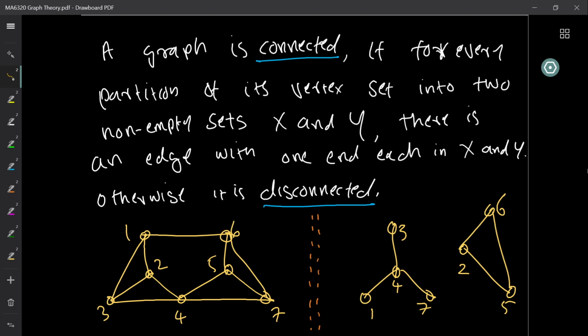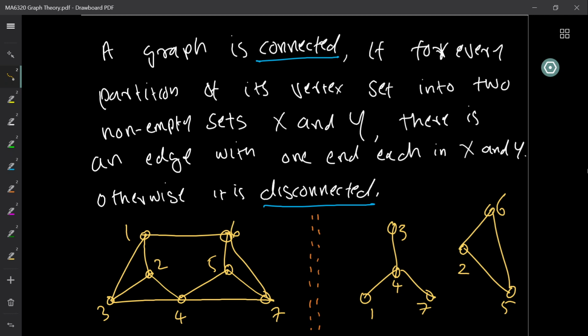So I can do, if I cannot do that, if I cannot partition such that one endpoint is in each part, but if I can partition such that for some x and y there is no edge connecting x to y, then the graph is disconnected.